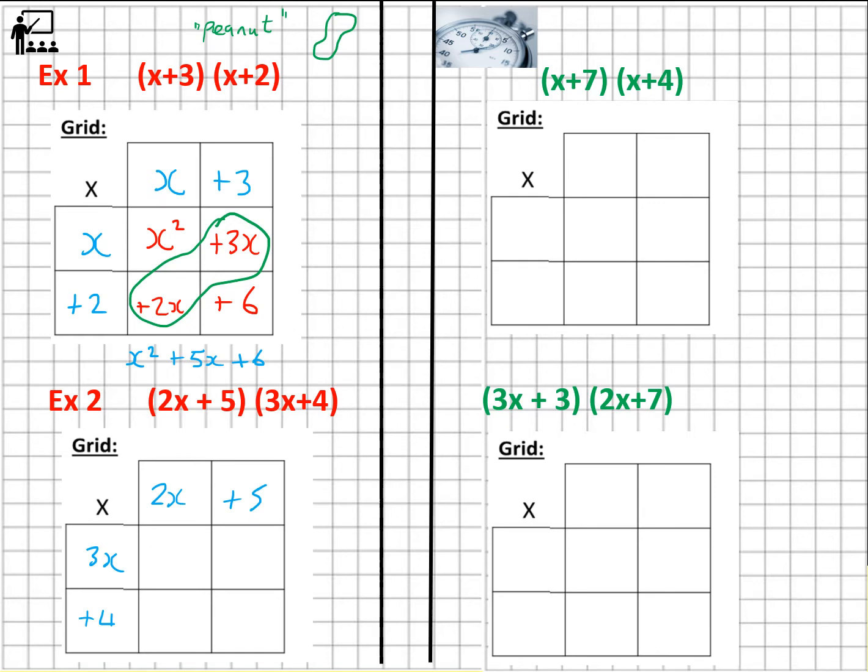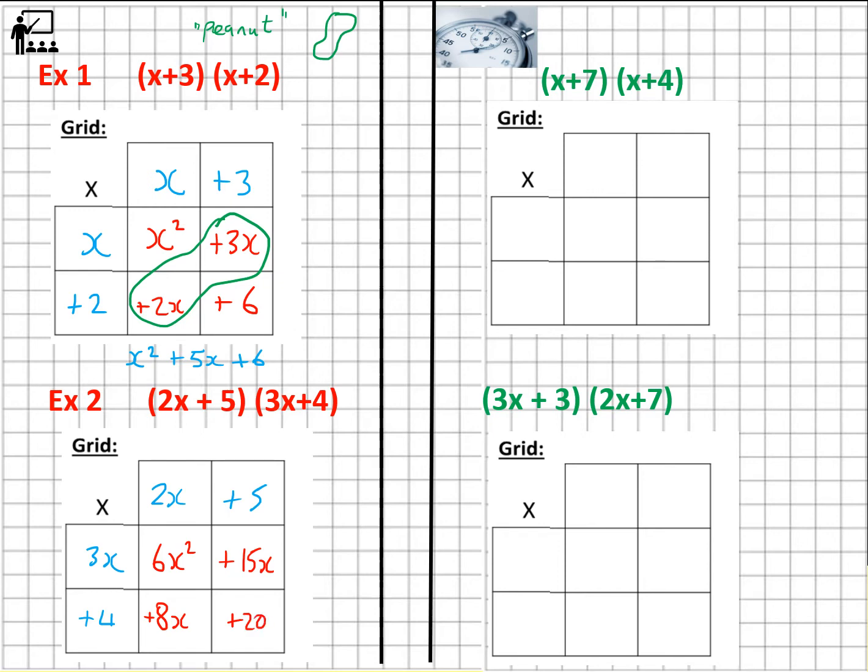So let's multiply them out then. So you've got 3x times 2x. Well, 3 times 2 is 6, and x times x is x squared. 3x times 5, well, 3 times 5 is 15, so it's going to be 15x. 2 times 4 is 8, so 2x times 4 is 8x. That's plus 8x. And you've got 4 times 5, which is 20.